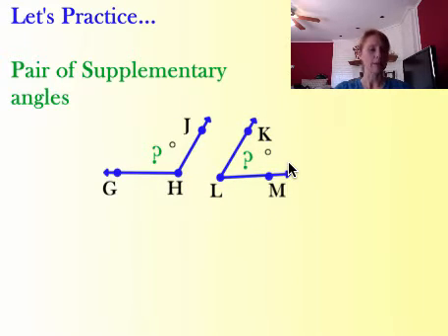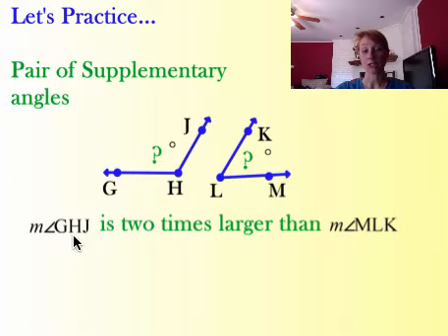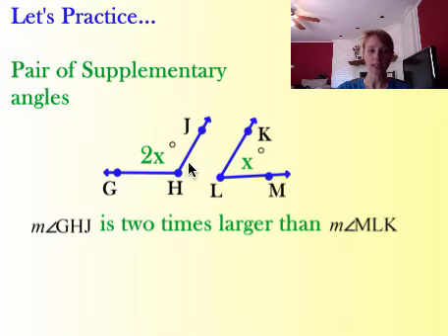Okay, let's do another type of problem using supplementary angles. So we still have our 2 angles here, but I don't have an angle measure for either one. But I am told that the measure of angle GHJ is 2 times larger than the measure of angle MLK. So I can set up an algebraic expression representing the measure of each angle. So angle GHJ is 2x, and the measure of angle MLK is x.